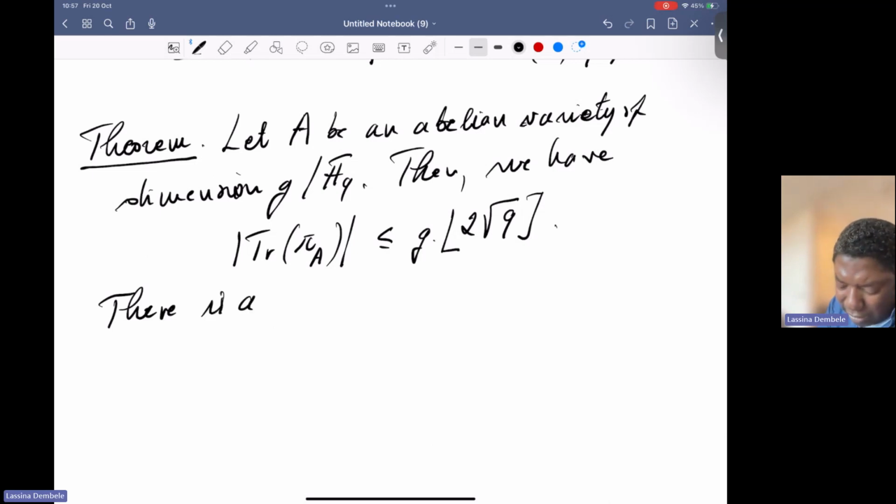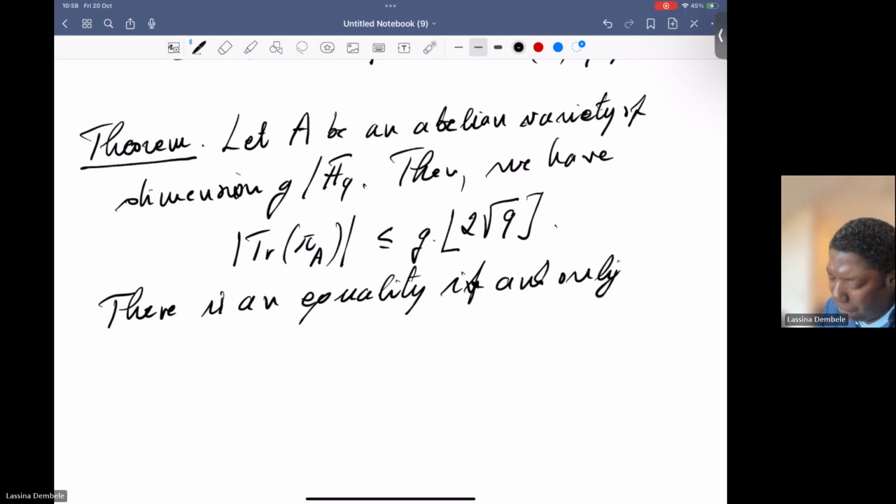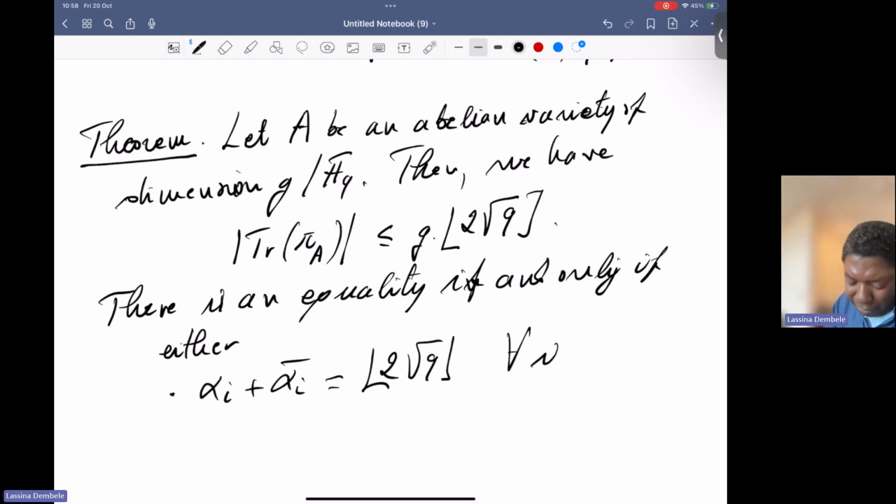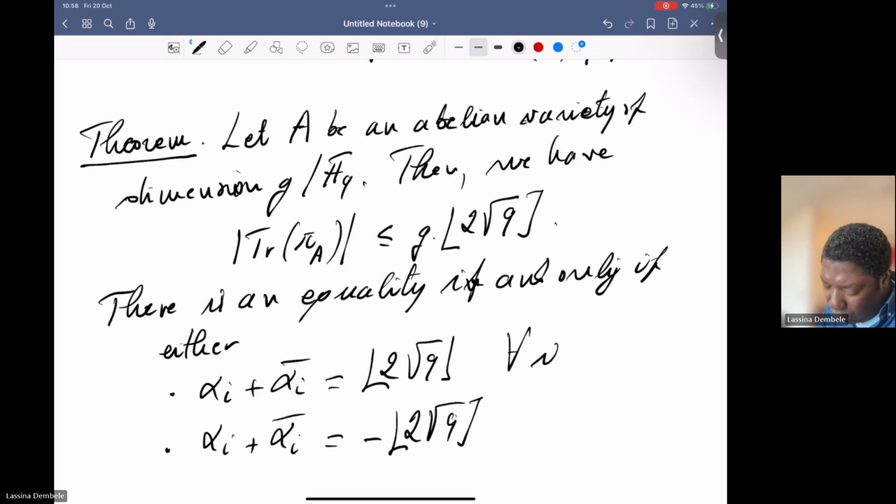And the second part of the theorem says that this inequality is sharp in some sense. There is an equality if and only if either alpha_i plus alpha_i bar is equal to the floor of 2 square root q for all i, or alpha_i plus alpha_i bar is equal to minus this floor for all i. So in some sense, it's really, really sharp.